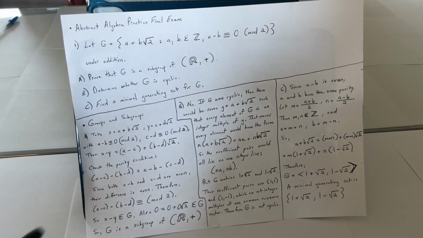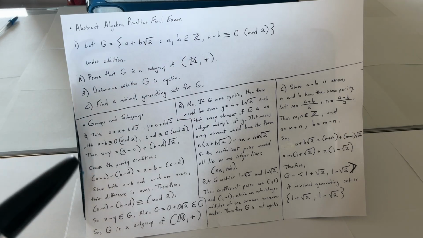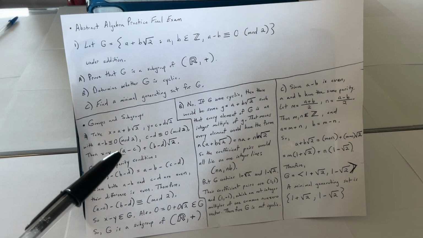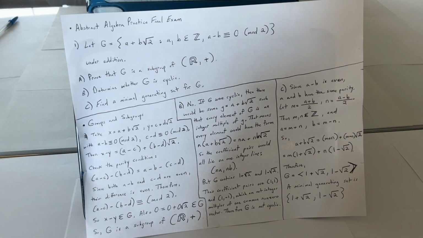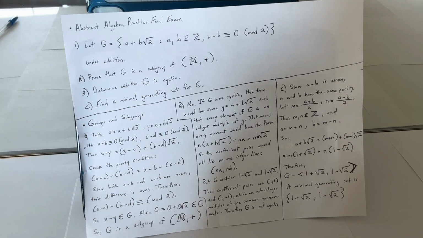So, a groups and subgroups problem here. We're going to take x equals a plus b square root of 2, y equals c plus d square root of 2, with a minus b congruent to 0 mod 2, c minus d congruent to 0 mod 2. Then x minus y equals a minus c plus square root of 2 times b minus d. We're going to check the parity condition, a minus c minus the quantity b minus d. It's going to be equal to a minus b minus the quantity c minus d. And since both a minus b and c minus d are even, their difference is even, and therefore a minus c minus the quantity b minus d is congruent to 0 mod 2. So x minus y is an element in G, and also 0 equals 0 plus 0 root 2 is an element in G. So G is a subgroup of the real numbers under addition.